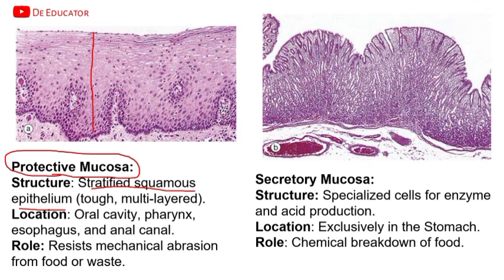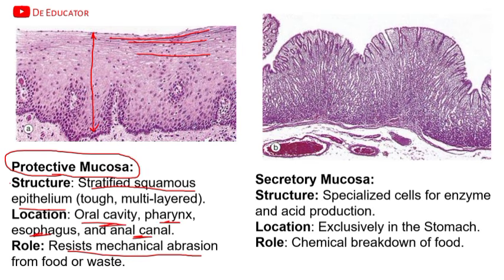Epithelium, you can see from here down to this place. This is stratified epithelium. As you can see, it's in layers, and it is strong. So where are we going to find this protective mucosa? We'll find protective mucosa in the oral cavity, in the pharynx, in the esophagus, and in the anal canal.